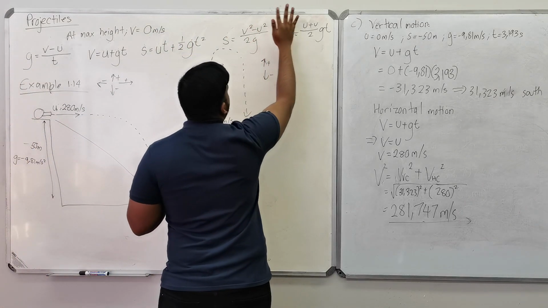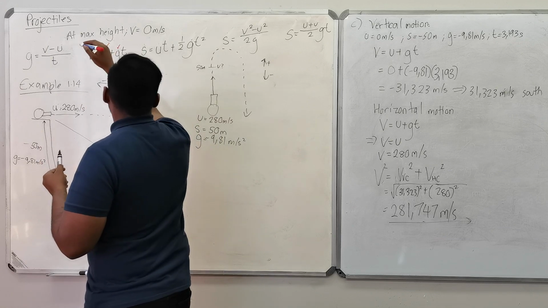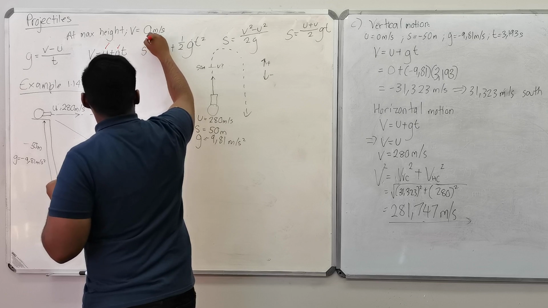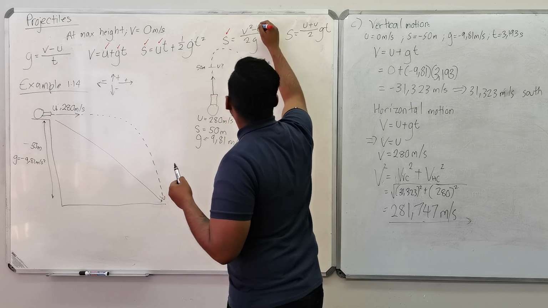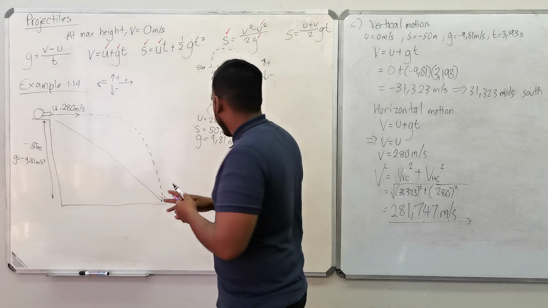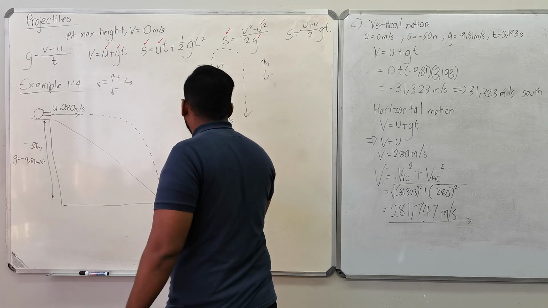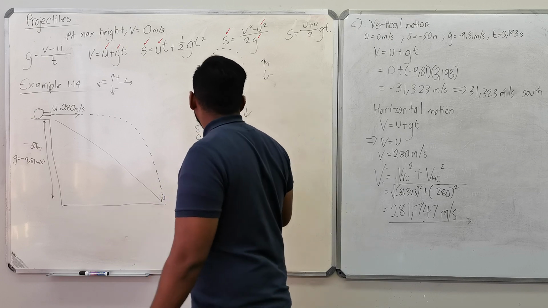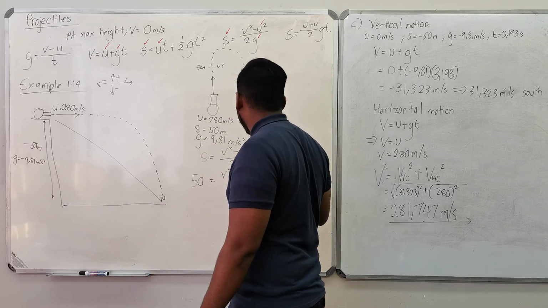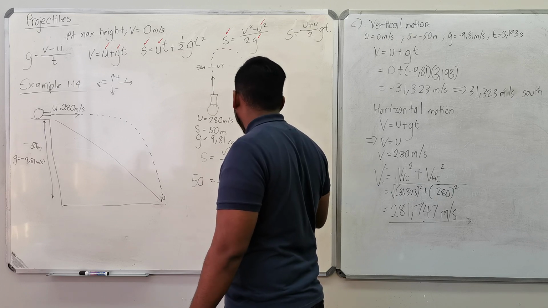So we know our initial velocity, we know gravity. Do we know time? No. Do we know displacement? Yes. So we can use that equation. S is equal to V squared minus U squared all over 2 times gravity. Your S value in this case is positive 50, equal to your velocity, which is what you're trying to work out, squared minus the initial velocity, 280 squared, all over 2 times minus 9.81.